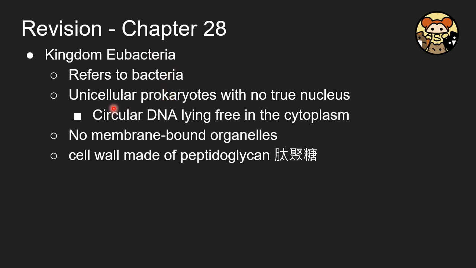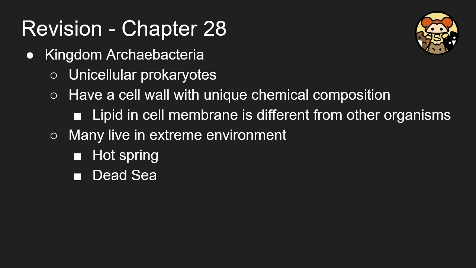In the kingdom of eubacteria, they are all unicellular prokaryotes with no true nucleus. It is a definition you learned in chapters 2 and 3. Their DNA lies freely in the cytoplasm, and they do not have membrane-bound organelles, and their cell wall is made of peptidoglycan, not cellulose as in plants. And for the Archaebacteria, they are also unicellular prokaryotes, and they also have a cell wall. However, their cell wall is different from that of the eubacteria. It is mainly made of lipid, and they mainly live in extreme environments, like hot springs and the Dead Sea.